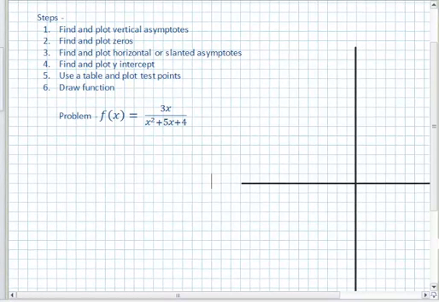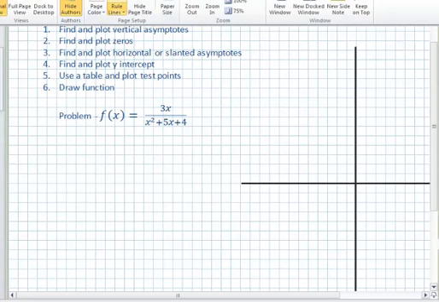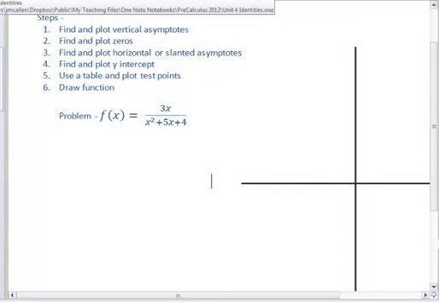One of the things I wanted to go over were the steps to plotting a rational function, and I want to try to do this in under 10 minutes. I have another example of a different rational function to plot later, so there will be two examples on my website and on YouTube for you to check out. So let's get started. First we have a rational function, and I have the steps here for plotting them.